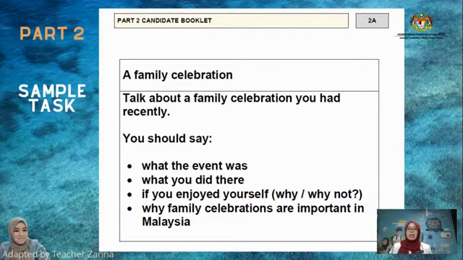That means they can either use the prompts or come up with their own ideas of how they want to respond to the topic given. And remember, they will not be penalized if they fail to use the prompts or answer them in order. They don't have to follow the sequence of the points given. They can just talk about family celebration.